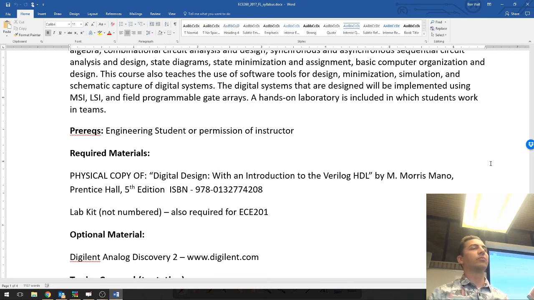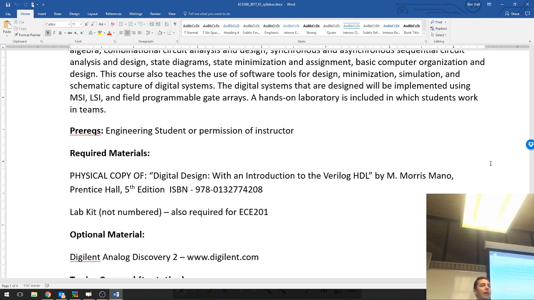He has effectively written the book on digital logic since before I was born. So great book to have. You need a physical copy. No digital copies. Syllabus on the front desk there as you walk in. He'll figure it out. You will also need a lab kit.